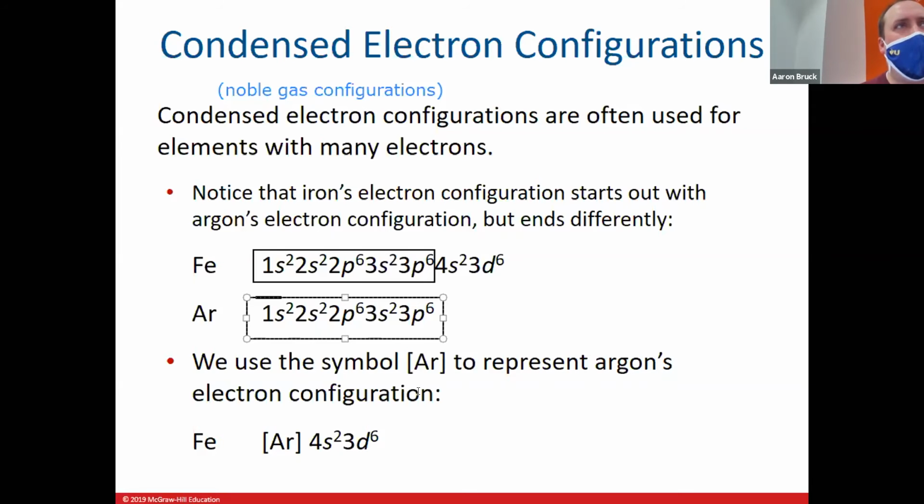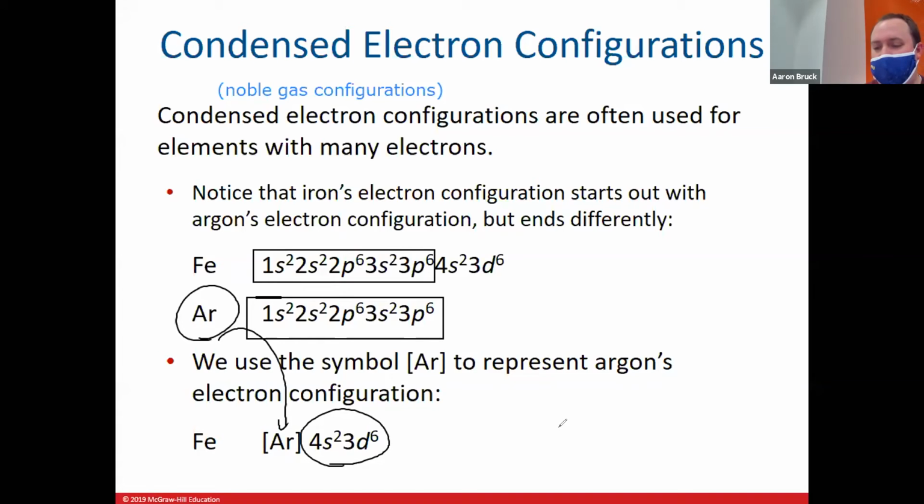We recognize that those two configurations are the same. And so instead of writing them both out, we substitute the name of the noble gas, argon, into the place of that electron configuration for iron, because in reality, these electrons represented by argon have very little to do with the physical or chemical properties of iron. These outer electrons are going to be much more responsible for how iron interacts with the world around it. And so that's where it comes from.